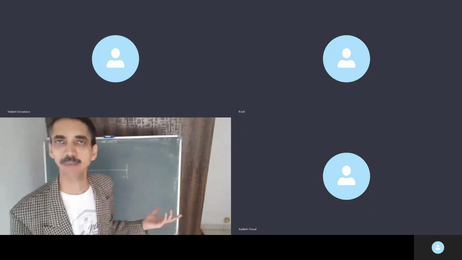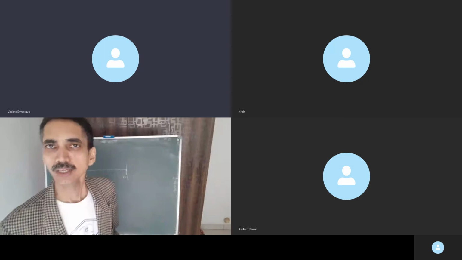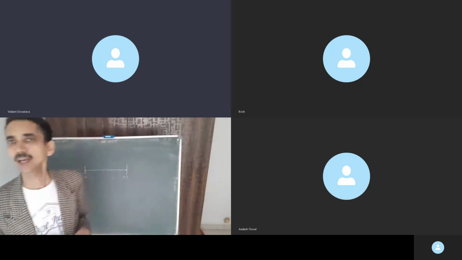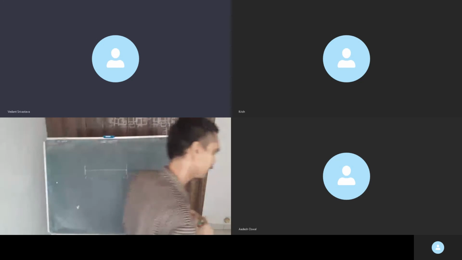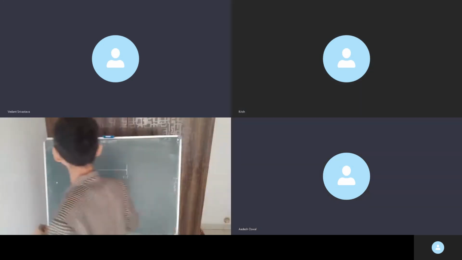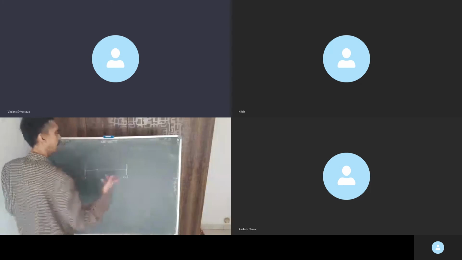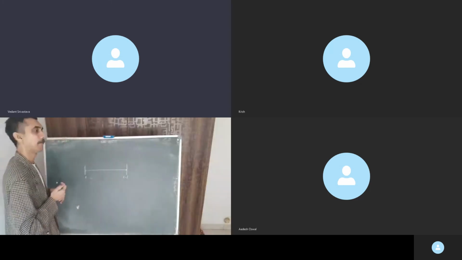V is the same because the medium is the same; T and mu are not changing. So v is the same. So what are we to say over here? If f is minimum, lambda should be maximum. Correct?